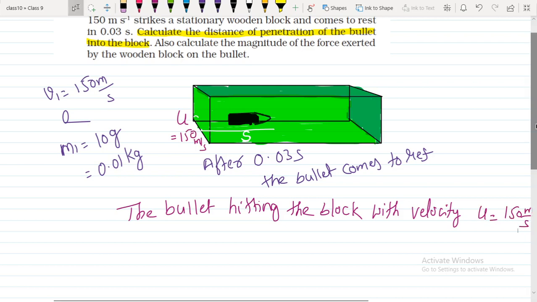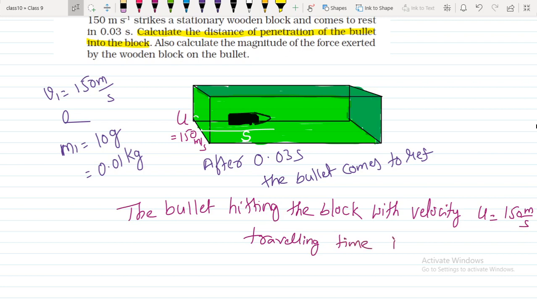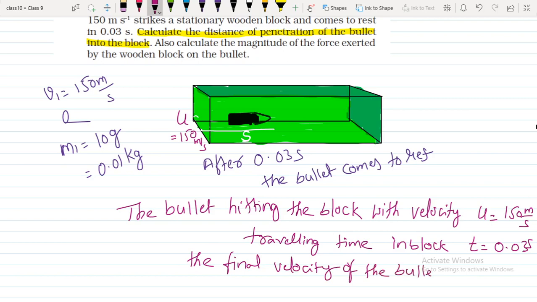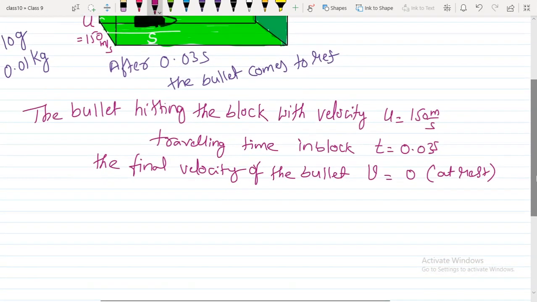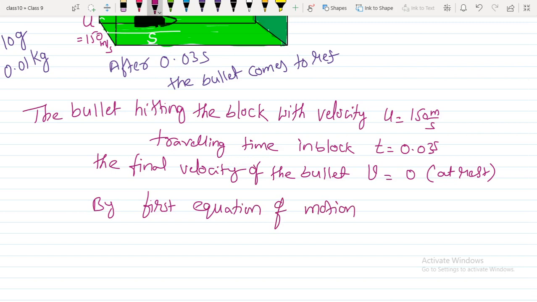And after traveling time t equal to 0.03 second in the block, the final velocity of the bullet, v, equals 0 because it comes to rest. So if it comes to rest, the bullet's final velocity equals 0. It stops. Now we use the first equation of motion, v equal to u plus at.